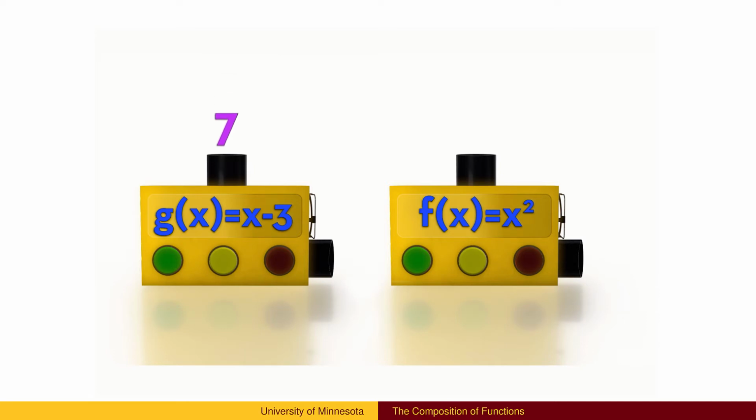For example, if 7 goes into the g function, 4 will come out, which then gets squared in f to produce the answer 16. If we begin with 0 as the input to g, we get 9 as our final answer. In general, when an arbitrary input x goes into g, the output is x minus 3. The x minus 3 is then the input into f, which gets squared to produce the answer x minus 3 squared.